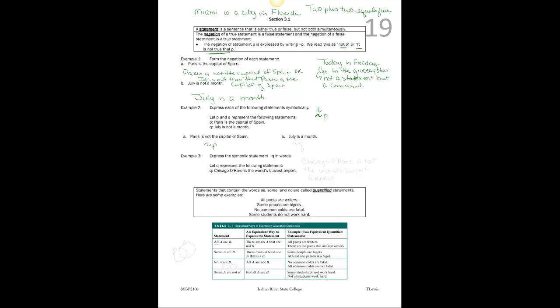All right, so if Q says July is not a month, then how do we represent July is a month? Which variable are we using here? The letter Q. So to take the opposite of July is not a month, which is Q, July is a month, we would say not Q.